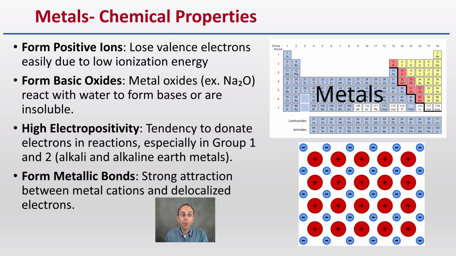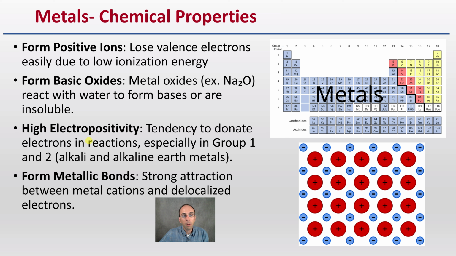Now, the chemical properties of these same metals, as those were just the physical properties. Looking at the chemical properties, they tend to form positive ions, meaning they tend to lose electrons. This is due to their low ionization energy. They form basic oxides, so metal oxides. Sodium oxide here reacts with water to form bases.